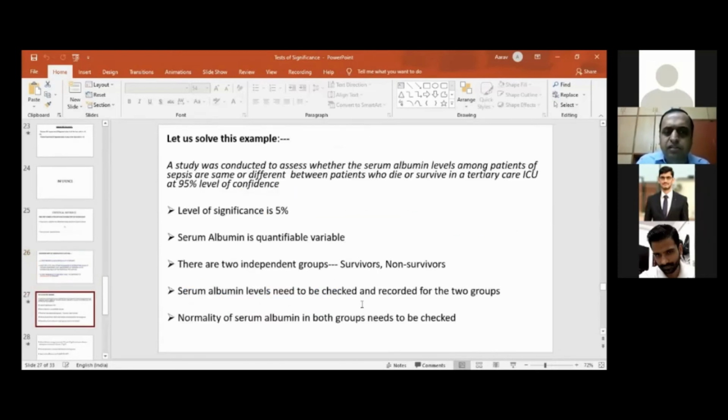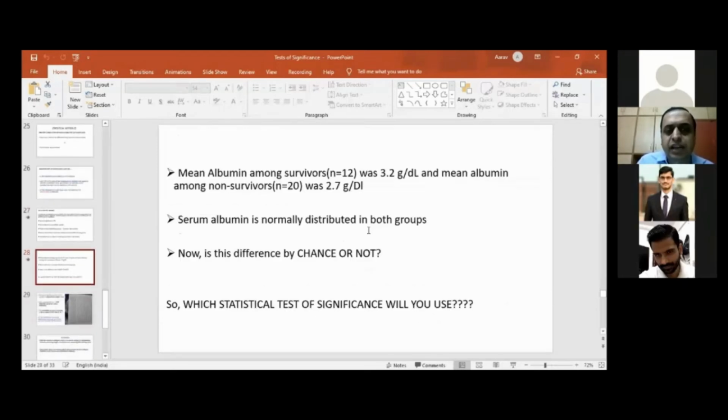Now, I will tell you an example. This is just an example of serum albumin levels among patients of sepsis who die or survive in a tertiary care hospital. Level of significance is 5%, power is 80%, albumin is a quantifiable variable, and there are 2 independent groups, survivors and non-survivors. Serum albumin needs to be checked and recorded for the 2 groups, and normality is to be checked. So this is just a revision of what we talked about in the initial part of the lecture. Now finally the researcher gets mean albumin of survivors, which are 12 in number, as 3.2, and mean albumin of non-survivors, which are 20, as 2.7. Now is this difference statistically significant or not? So he checks normality, and now he has to check whether this difference is by chance or not.